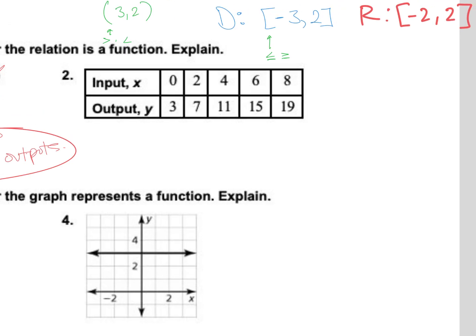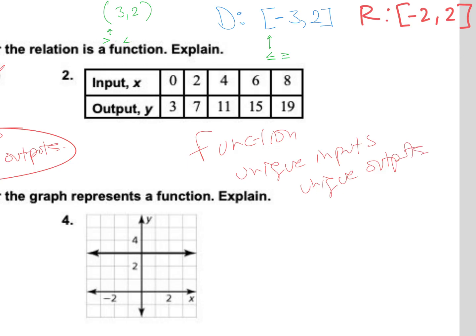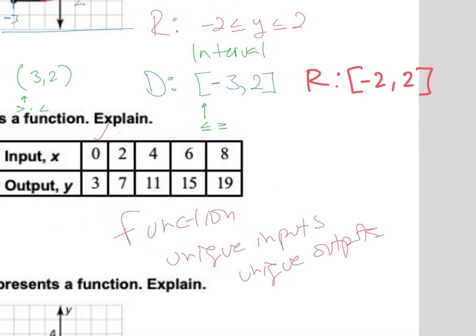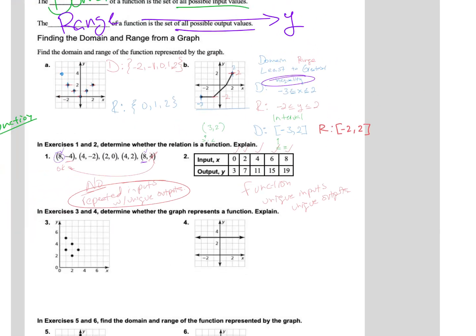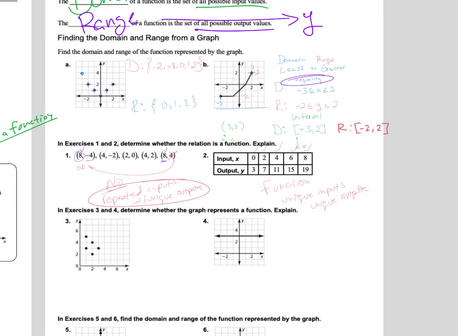Over here, function. Unique inputs, unique outputs. Okay? And if you're like, wait, what, why? None of these repeated. So it's impossible for us to have something where we're plugging in the same thing and getting different results. All right, down here, determine whether the graph represents a function and explain.